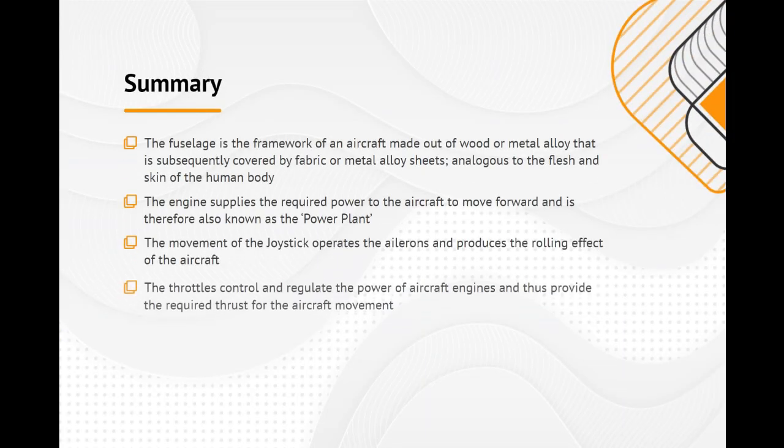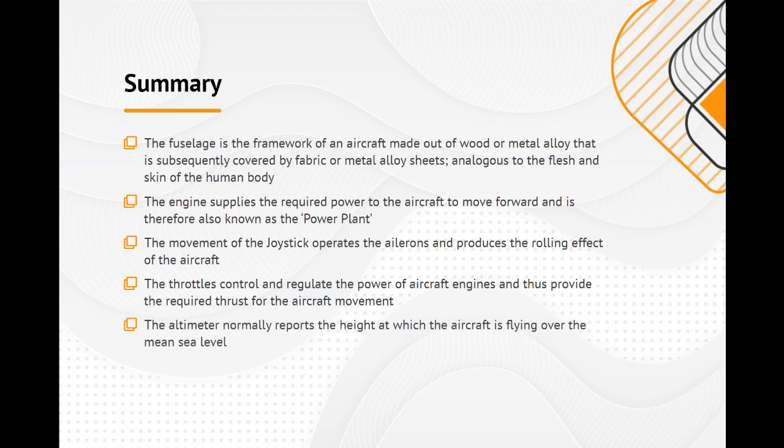Summary. The fuselage is the framework of an aircraft made out of wood or metal alloy that is subsequently covered by fabric or metal alloy sheets, analogous to the flesh and skin of the human body. The engine supplies the required power to the aircraft to move forward and is therefore also known as the power plant. The movement of the joystick operates the ailerons and produces the rolling effect of the aircraft. The throttles control and regulate the power of aircraft engines and thus provide the required thrust for the aircraft movement. The altimeter normally reports the height at which the aircraft is flying over the mean sea level.